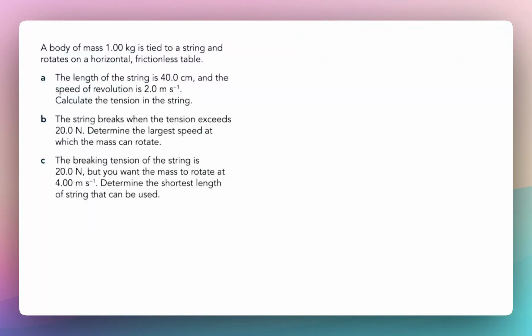So in this question, we are going to look at a body of mass 1 kg. So my M is 1 kilogram. It's tied to a string and rotates on a horizontal frictionless table, right? So sort of rotating on a horizontal frictionless table. This is M, and it is going to rotate like this, and there is no friction. The length of the string is 40 centimeter.